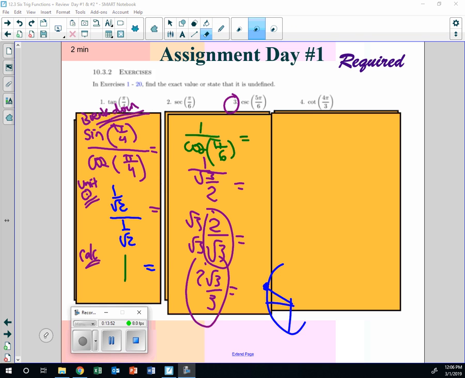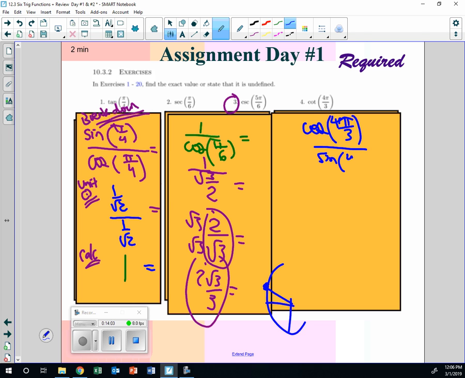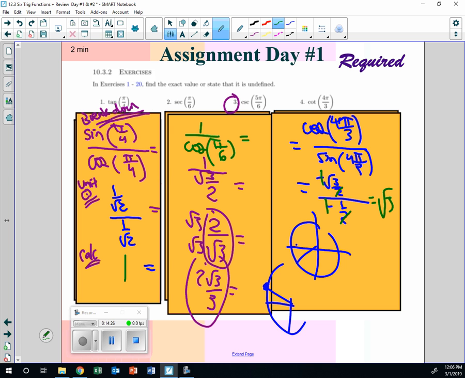Last one. Cotangent is the cosine of 4 pi over 3 over the sine of 4 pi over 3. And you just use your unit circle. Unit circle 4 pi over 3 is going to be about here. I think it's going to be negative square root of 3 over 2 divided by negative 1/2. And those are both negative, so they're going to cancel out. 2's will cancel. I'm just going to get the square root of 3. Positive. Anybody else get that?